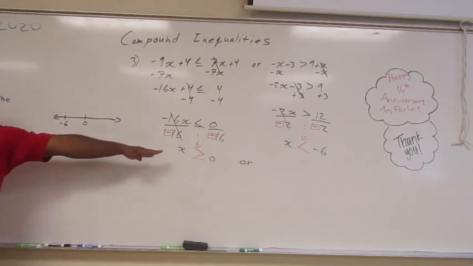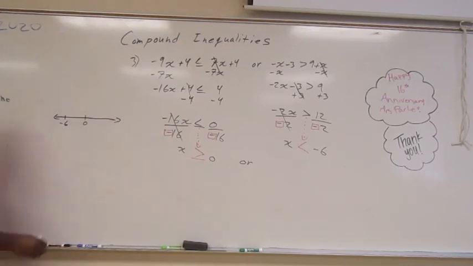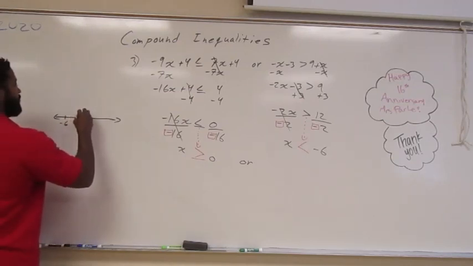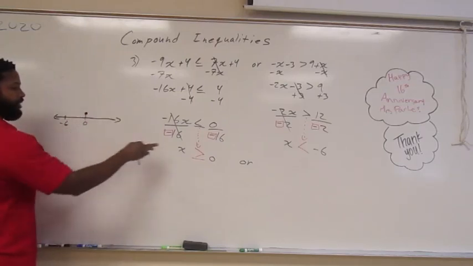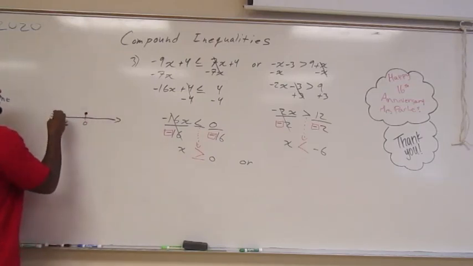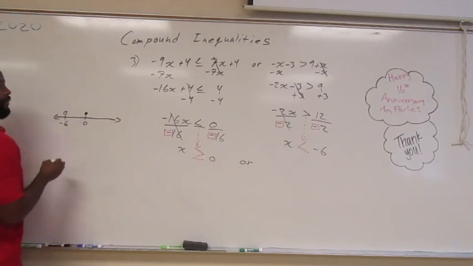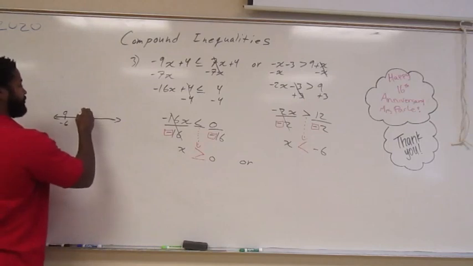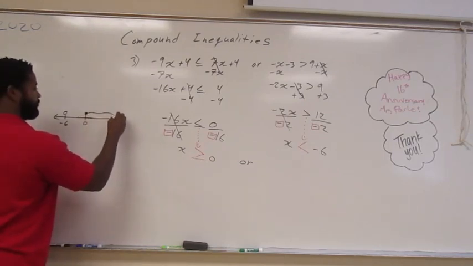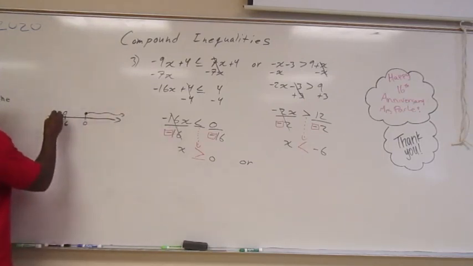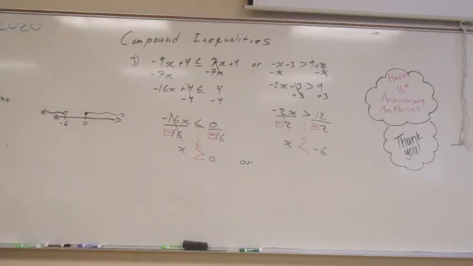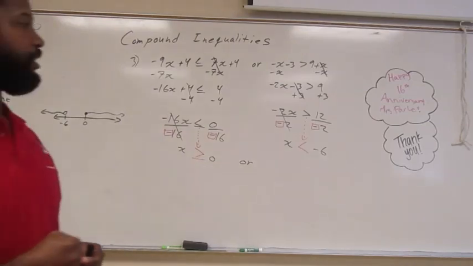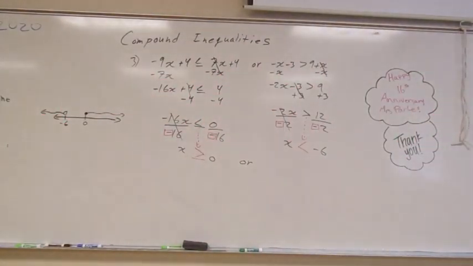We're going to be going away from each other. So, what kind of circle is over the 0? A filled-in circle. It's closed. And then an open circle over the negative 6, right? And then they point away from each other. And this one is going which way? To the right. And to the left. And the negative 6 is going this way. Okay? Good? All right.